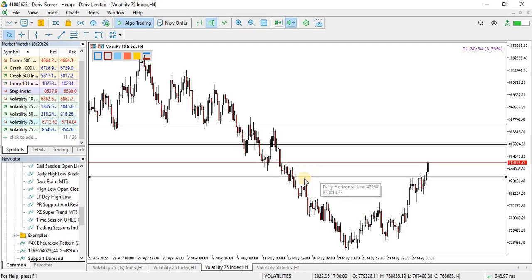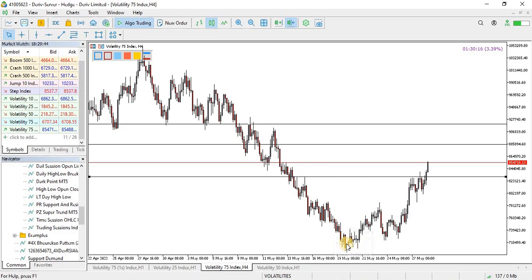This was once support, and then it broke. You can see that this red candlestick broke, and then there was a retest of this area. So whoever bought here after a retest, if you got a signal on your dark point here on a lower time frame, they sold all the way up to here.